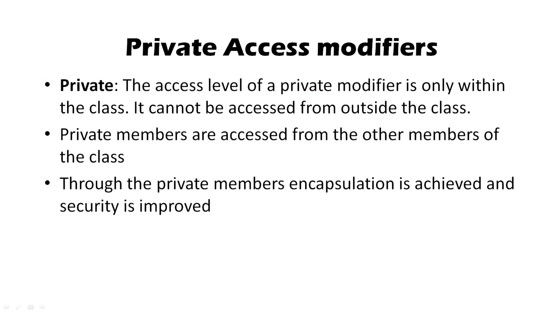So what is the advantage? Private members support a concept called encapsulation. Encapsulation is possible using private members: hiding unnecessary data, hiding properties which are not required by others. Those properties can be declared as private. Encapsulation is achieved and security is also provided. For important data that you don't want to give directly to other objects, but want to be accessible indirectly, you can declare those members as private.